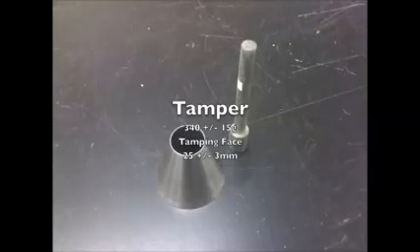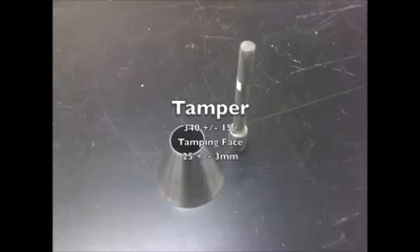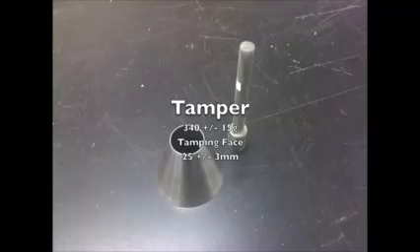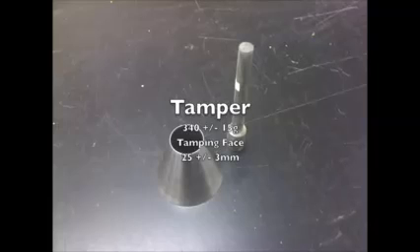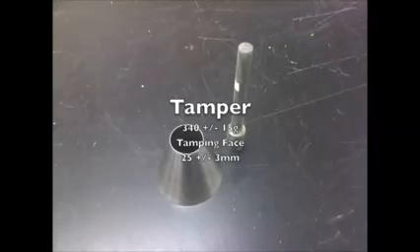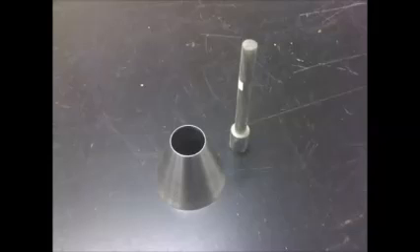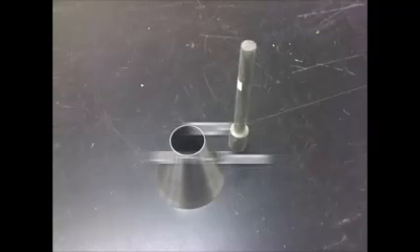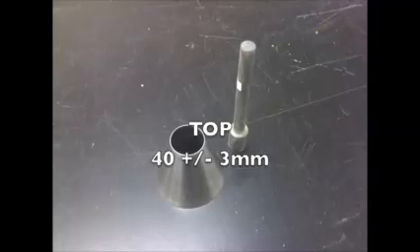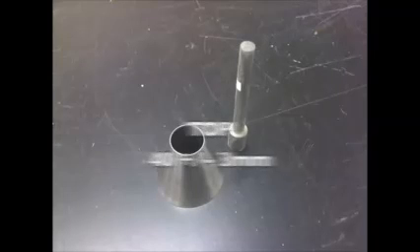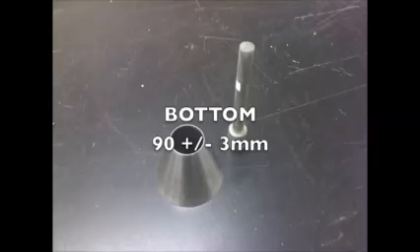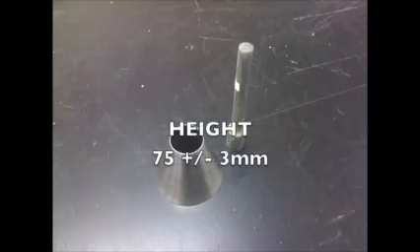The tamper weighs 340 grams plus or minus 15 grams, while the tamping face must be round and flat with a diameter of 25 millimeters plus or minus 3 millimeters. The mold is in the shape of the frustum of a cone with the following dimensions. The inside diameter at the top shall be 40 plus or minus 3 millimeters, while the inside diameter at the bottom shall be 90 plus or minus 3 millimeters, and the height will be 75 plus or minus 3 millimeters.